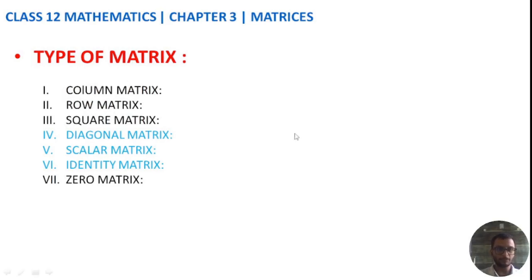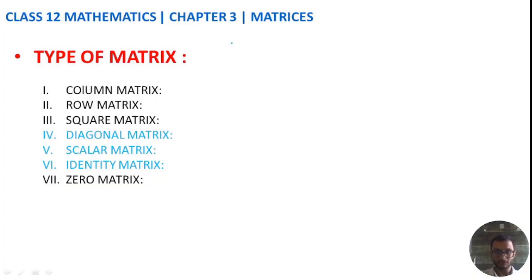Next topic is types of different matrices. So the first matrix is the column matrix. You should try to understand it by its name only, then you will not need to recall it again and again. So first is column matrix. So what does column mean? It should look like one column, right?